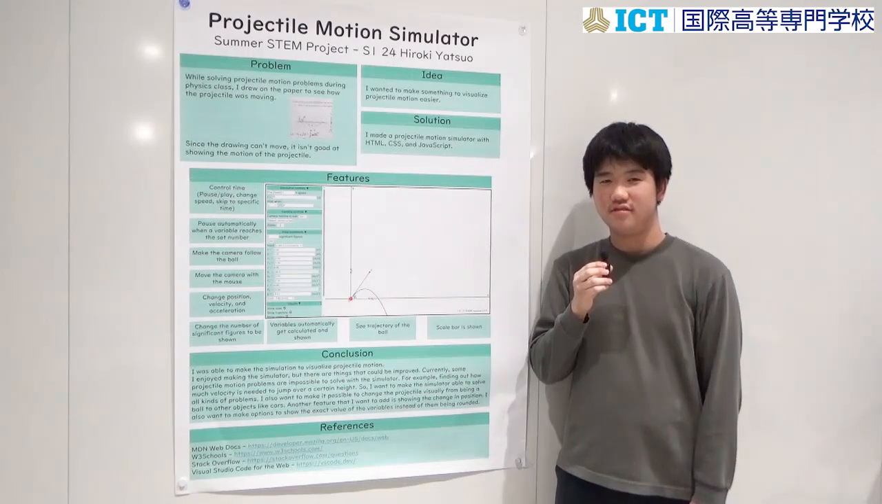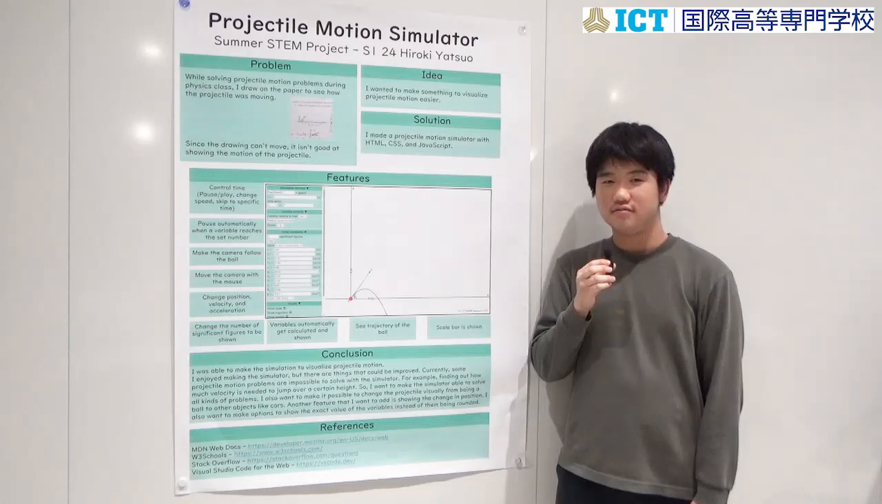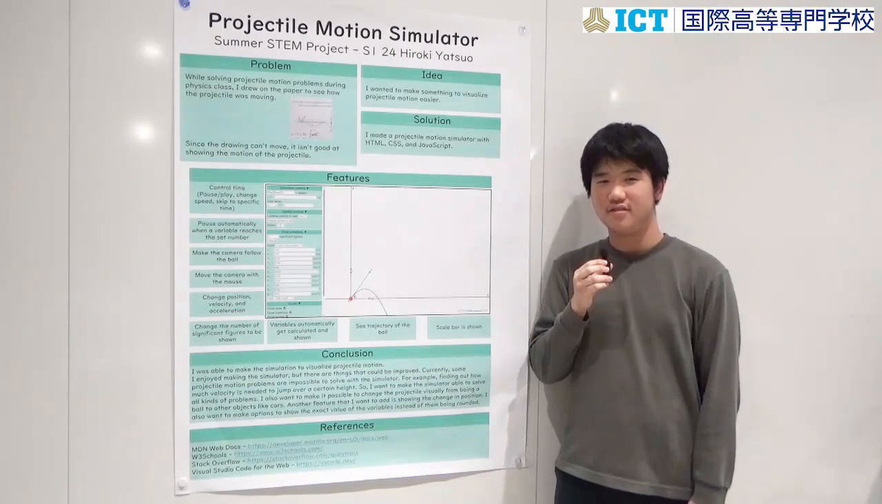Another thing that I want to add is changing the visual appearance of the projectile. Currently, it's just a red circle, but I want it to also be things like basketballs or cars. I also want to make it possible to see the change in position instead of just the absolute coordinates. So the variables like delta x and delta y.